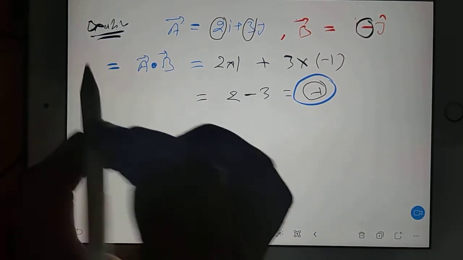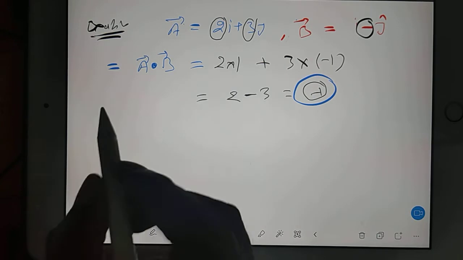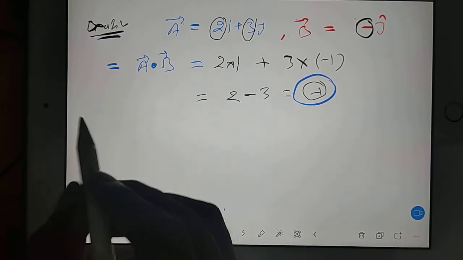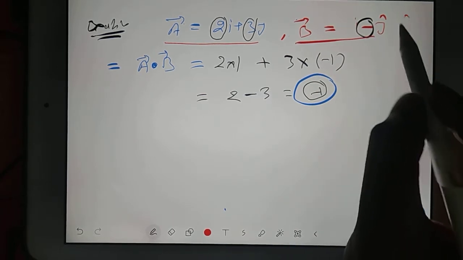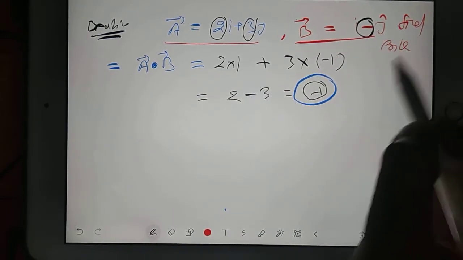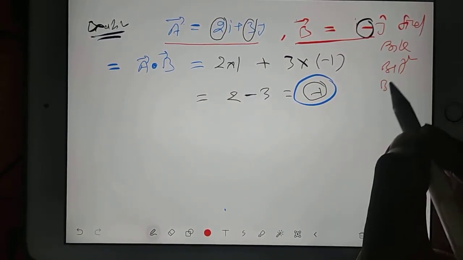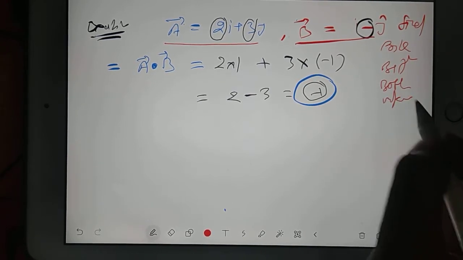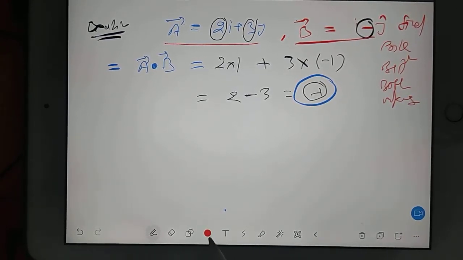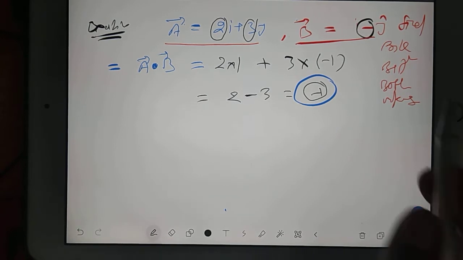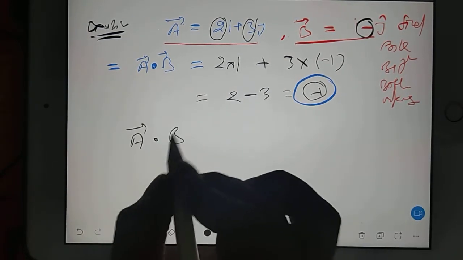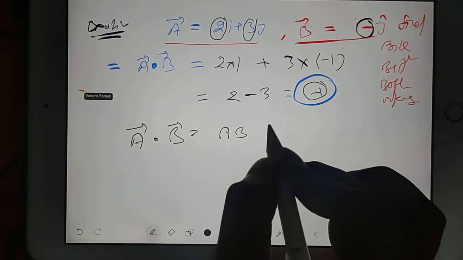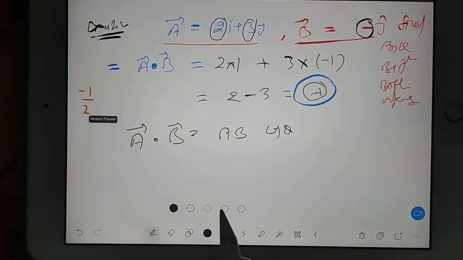Now suppose I want to find the angle between both the vectors. This is the question. A is equal to this, B is equal to this. Find the angle between both vectors. Then how will you find it? To find the angle between both, you use this formula: A dot B is equal to AB cos theta.